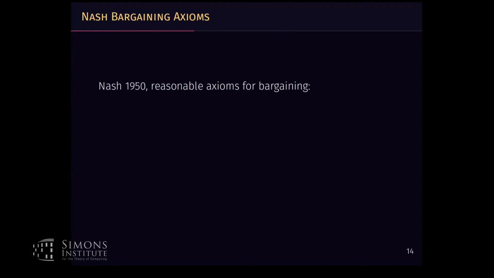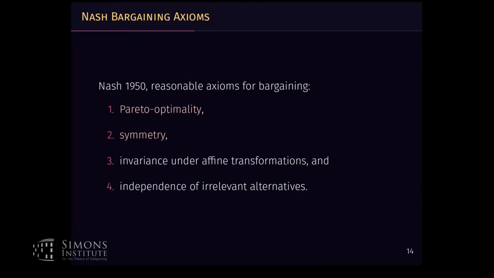And he started wondering about what axioms we might make for this bargaining scenario. And he came up with 4 axioms. The first 2 are Pareto optimality and symmetry. Symmetry meaning equal agents should be treated equally in this bargaining process. And the last 2 I won't go into too much detail: invariance under affine transformations and independence of irrelevant alternatives.